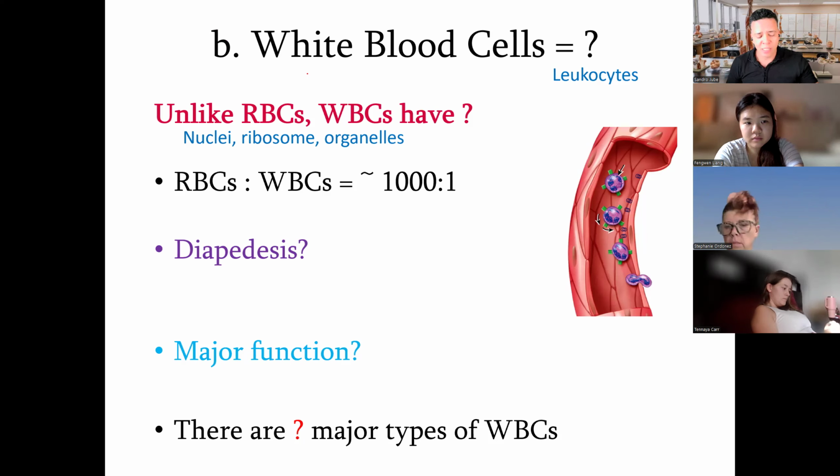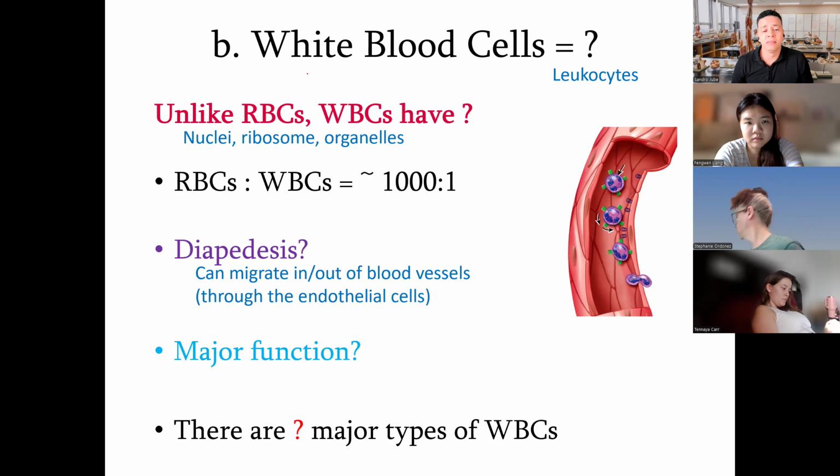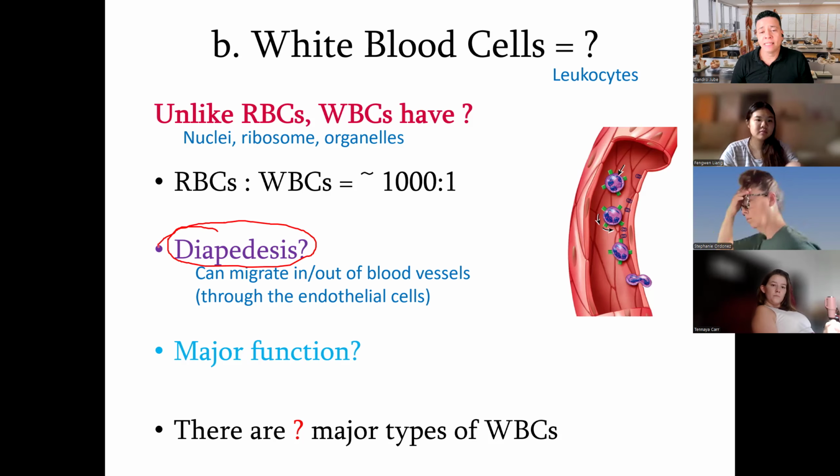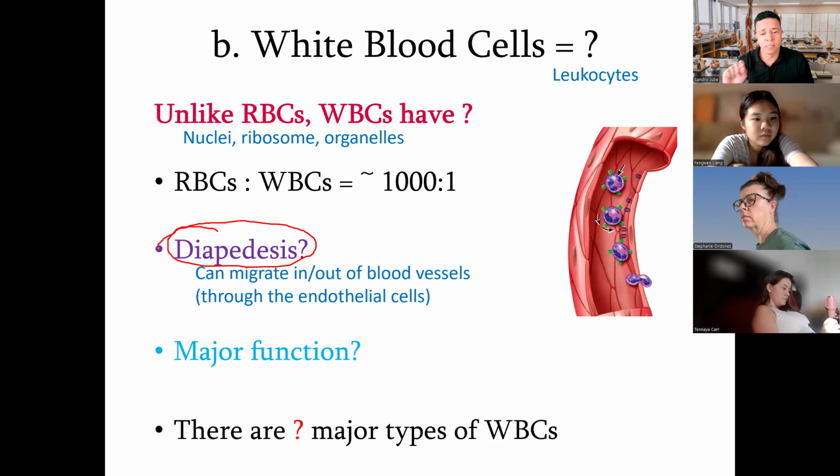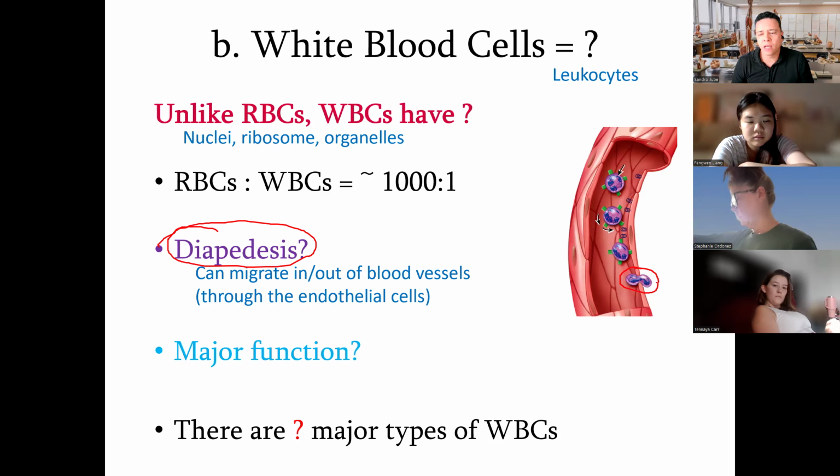And one thing that is special about white blood cells, one unique characteristic, is that they can do something called diapedesis. What is diapedesis? Diapedesis is the capacity of white blood cells to migrate in and out of the blood vessel. They can literally squeeze themselves in between the walls of the blood vessel so that they can go to the site of infection.